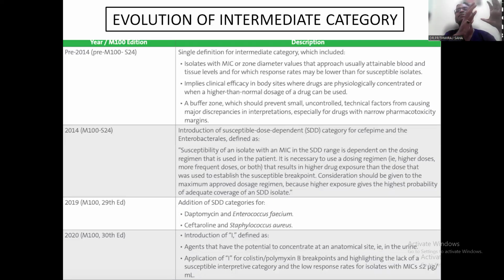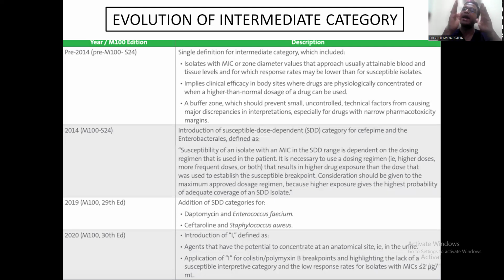So the dose of the drug should be more than it would have been in a susceptible category. If it had been susceptible, we would have gone for cefepime 1 gram BD. Now if I, intermediate, has come, that means we have to go for 2 gram BD or 2 gram TDS. But these are achievable MICs, right? So what is not achievable? The MIC beyond which it is resistant, right?